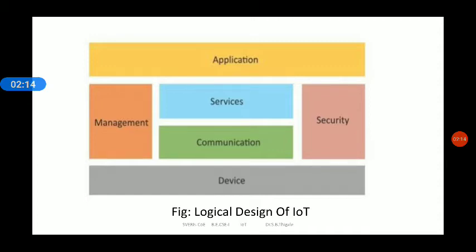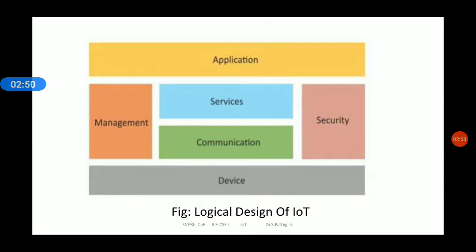The next part is management. The whole thing will be monitored and controlled by the management activities. This block provides various functions to govern the IoT system. Security: this block secures the IoT system by providing functions such as authentication, authorization, message content integrity and data security. These are some common functional blocks which help us decide the logical design of an IoT system.